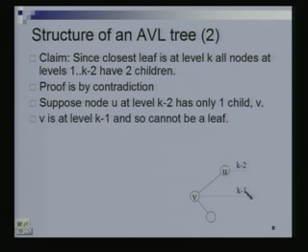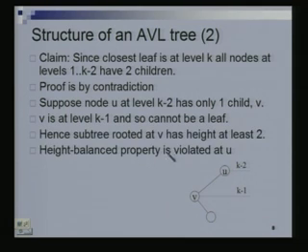So v is at level k minus 1, so it cannot be a leaf, because our closest leaf was at level k. Good. So it has to have another child. I have shown only one, but it can also have 2 children, no harm. But this node u has only one child, and the height balance property is written.